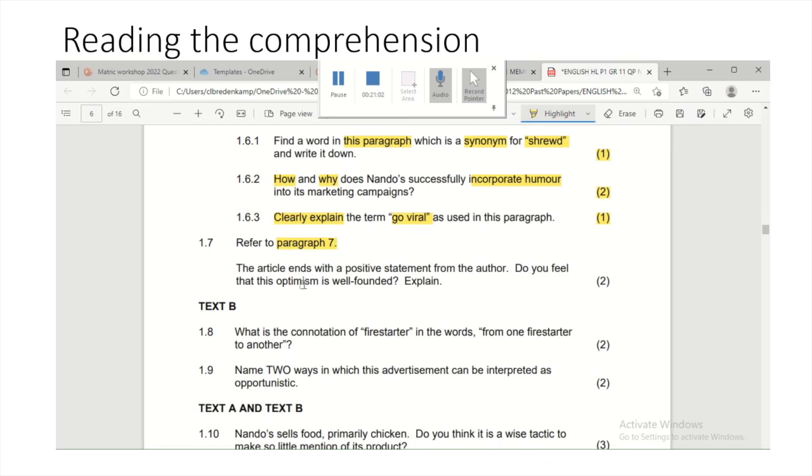Then you need to refer to paragraph 7. Remember to remain within the means of the question. It says over here, the article ends with a positive statement from the author. Do you feel that this optimism is well-founded? Explain.